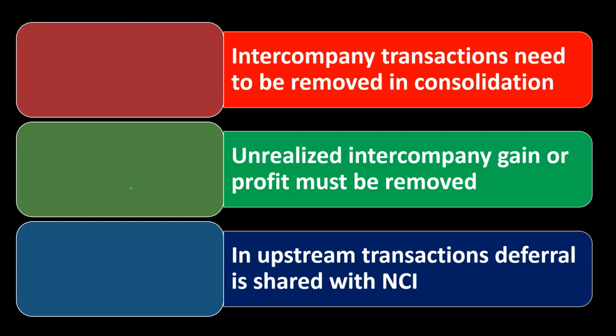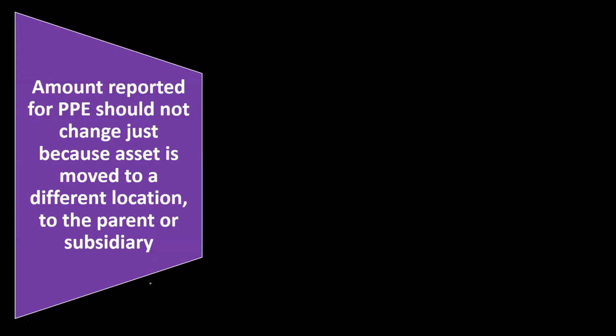Keep in mind that an upstream transaction is something that was sold from the subsidiary up to the parent. Think of a flow chart, parent on top, subsidiary down below: an upstream transaction goes from a sale by the subsidiary to the parent, and a downstream transaction goes from the parent to the subsidiary. In upstream transactions, the deferral is shared with the non-controlling interest.